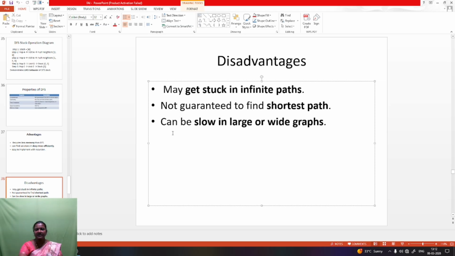These are the disadvantages. It may get stuck in an infinite path. In an infinite path tree, this algorithm will not work properly. We cannot guarantee to find the shortest path, so it is a non-optimal and incomplete algorithm. It can be slow in large or wider graphs, that means it can take more time in large and wider graphs.